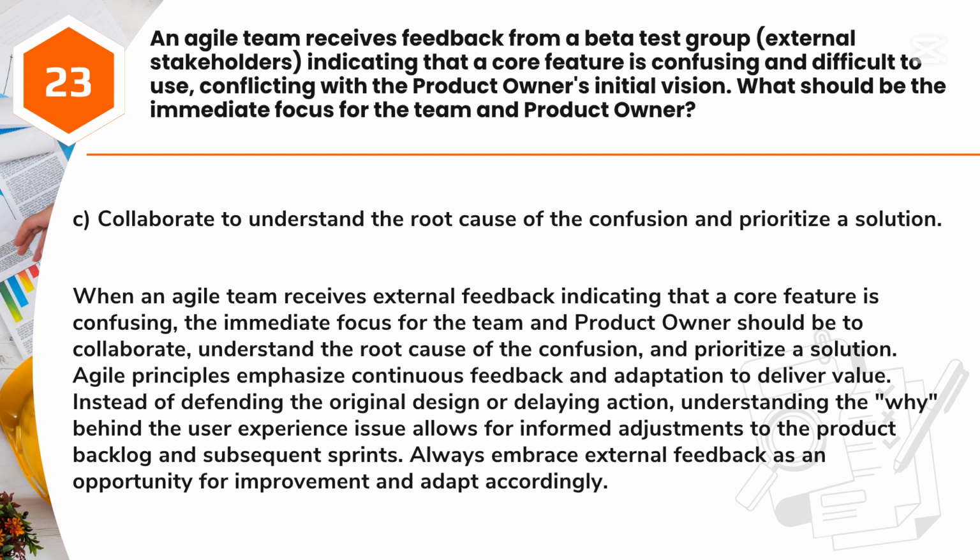When an Agile team receives external feedback indicating that a core feature is confusing, the immediate focus for the team and product owner should be to collaborate, understand the root cause of the confusion, and prioritize a solution. Agile principles emphasize continuous feedback and adaptation to deliver value. Instead of defending the original design or delaying action, understanding the why behind the user experience issue allows for informed adjustments to the product backlog in subsequent sprints. Always embrace external feedback as an opportunity for improvement and adapt accordingly.